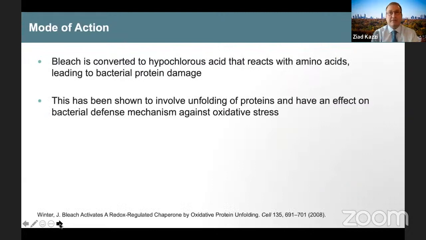But essentially, the disinfectant product is the actual sodium hypochlorite that is converted to hypochlorous acid. This hypochlorous acid is going to react with amino acids, leading to bacterial protein damage, for example, when you're using it against a bacteria. It's also been shown in some recent research that it actually affects the unfolding of proteins. And these proteins, when they unfold, cause oxidative stress on the microorganism and its death. Next.